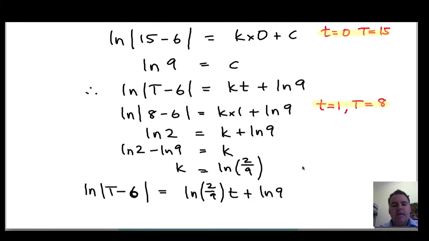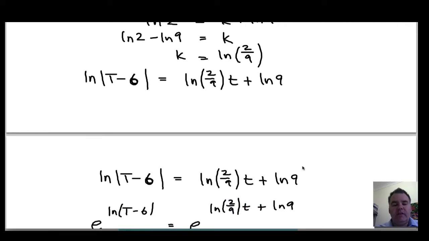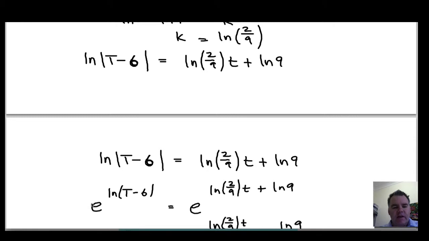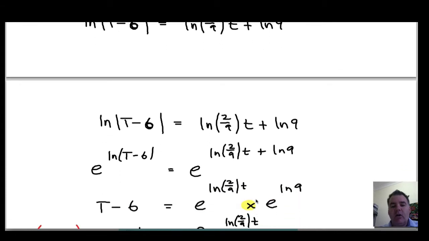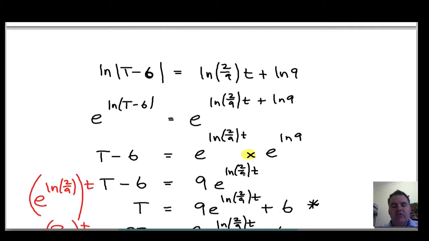Okay, so let's solve this equation now. We want to get T on its own. We've got ln here, so I'm going to go e to the power of both sides. The e and the ln cancel on the left-hand side, and it's e to the power of that whole thing there. Just be careful, as I've highlighted, with that multiplication sign there, that you get that right. I've left this in exact form because it's going to work out nicely here. So on the left-hand side, T minus 6, e to the power of ln 9 is just 9, times e to the power of ln 2/9 t.